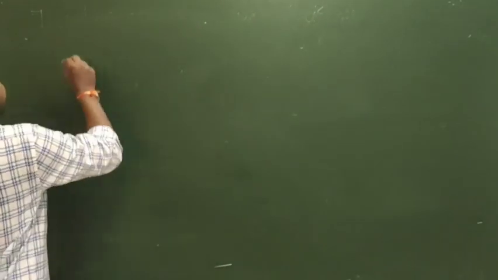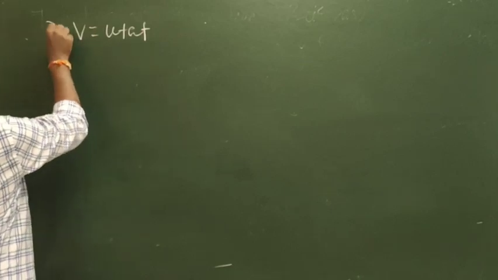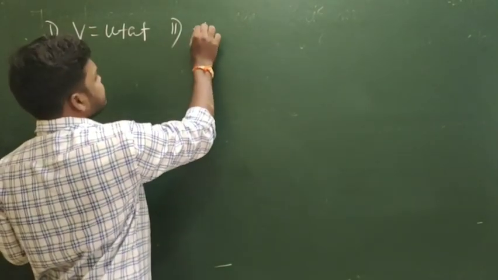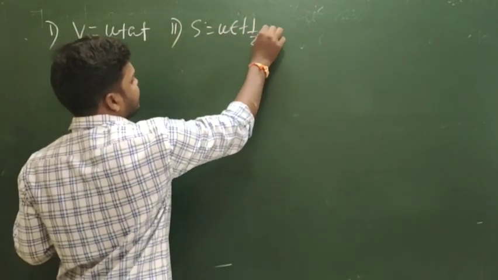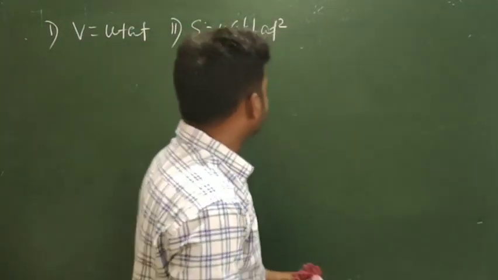Hello my dear student. In the previous class we already proved two equations of motion by using integration and derivative. That is, v is equal to u plus at, which is the first equation, and the second equation, s is equal to ut plus half at square.